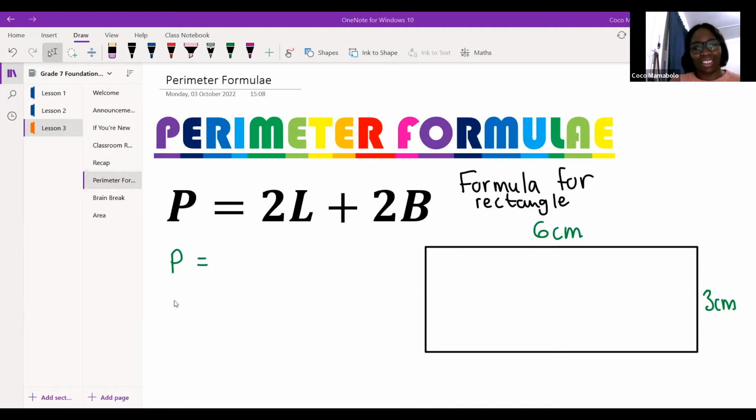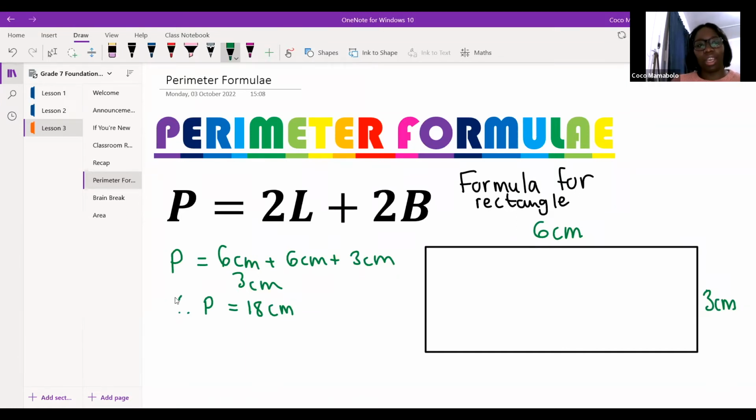Fine. The answer is 6 plus 6 centimeters, then 3 centimeters plus 3 centimeters equals 18 centimeters. Good. Therefore, P is equal to 18. Well done. Okay, but I want you to note something, Samkelo, before you go.